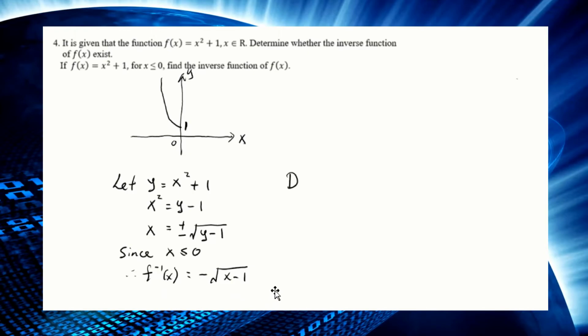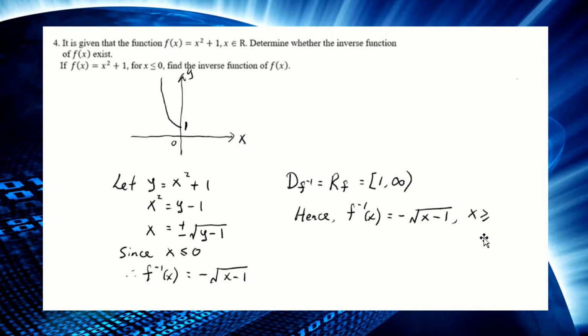Then we always have to refer the domain of the inverse back to the range of the original function. We know that the range of f is greater than or equal to 1. So this means the domain for this inverse function is also greater than or equal to 1. So therefore, the final answer for inverse function f of x is negative square root of x minus 1, where the domain of this inverse is x greater than or equal to 1.